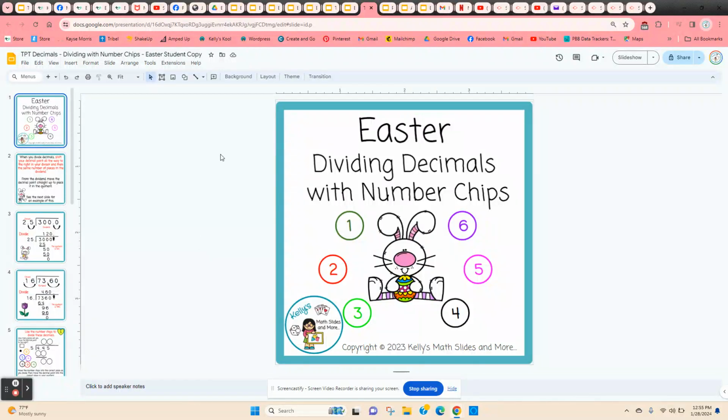Dividing decimals with number chips. This is the Easter version, and this is a fun digital lesson for the students. They're able to move these number chips around their screen in order to complete the division.